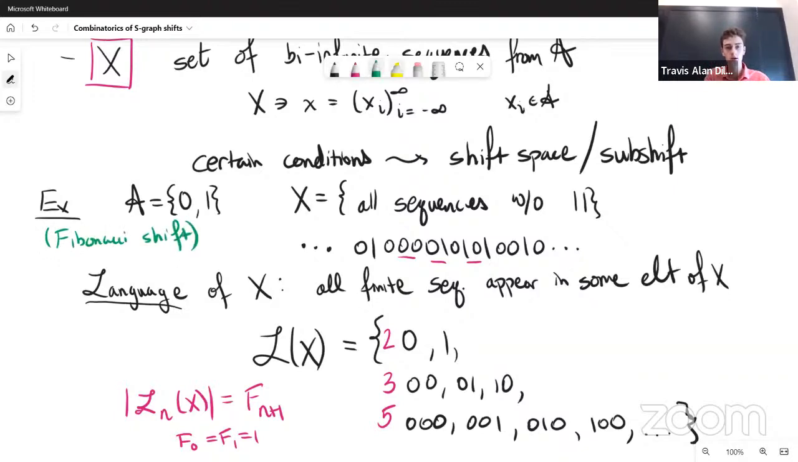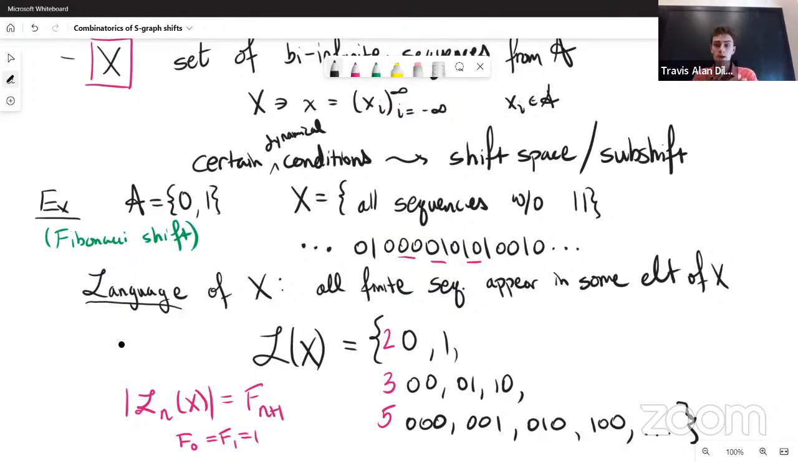And I'll try to reference this a few times to illustrate another running example. So with this example of a shift space in mind, we can start to think about what things we might want to study. Now, I referenced these certain dynamical conditions.